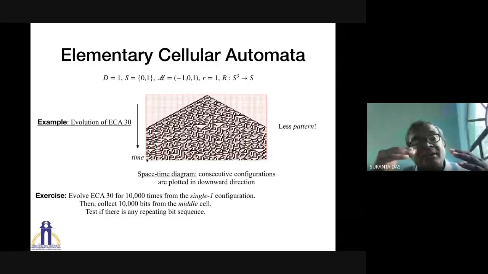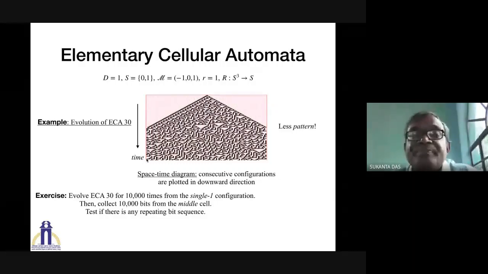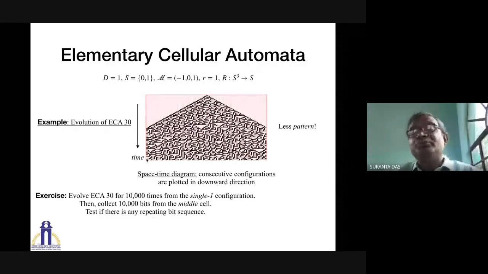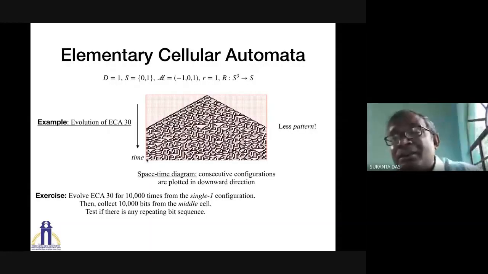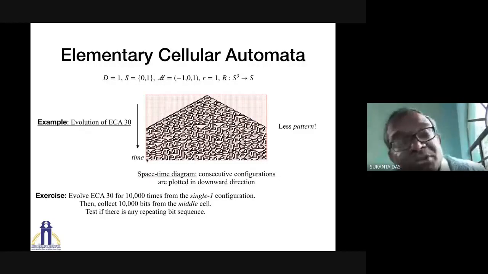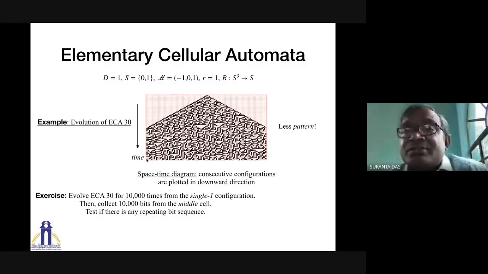So if there are 10,000 evolutions, you'll be able to collect 10,000 bits. You'll get a sequence of 10,000 bits, and then you test if you find any repeating sequence. That you do by yourself. If you do it by yourself, you'll observe an amazing result. I can tell you the result, but you'll observe it.